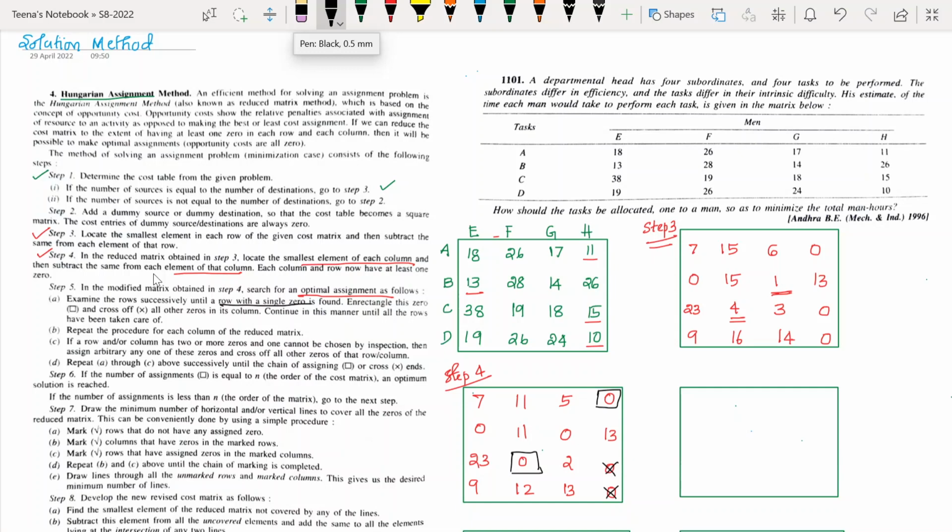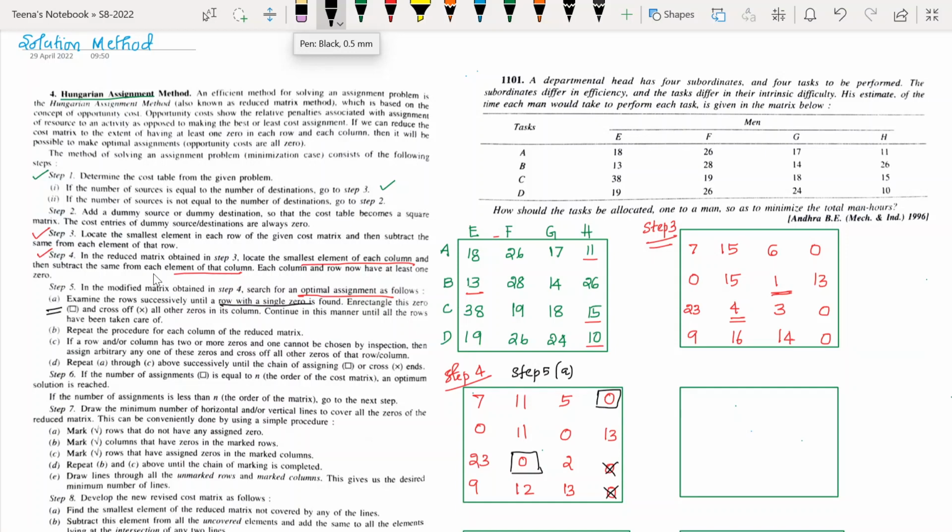But for this particular column, there are no other zeros, only one 0 was there, so we don't have to change anything. Now coming to the last row, there is no 0 in the last row. So we completed this step 5A. Now repeat the procedure for each column of the reduced matrix. So this is a reduced matrix, and we have applied the step 5A part.